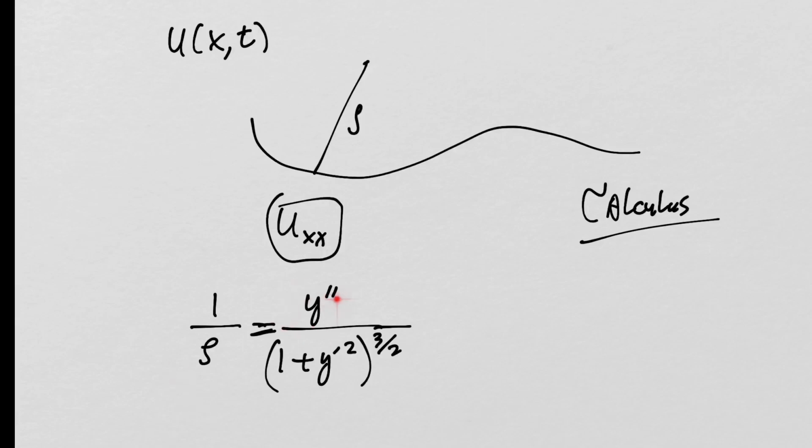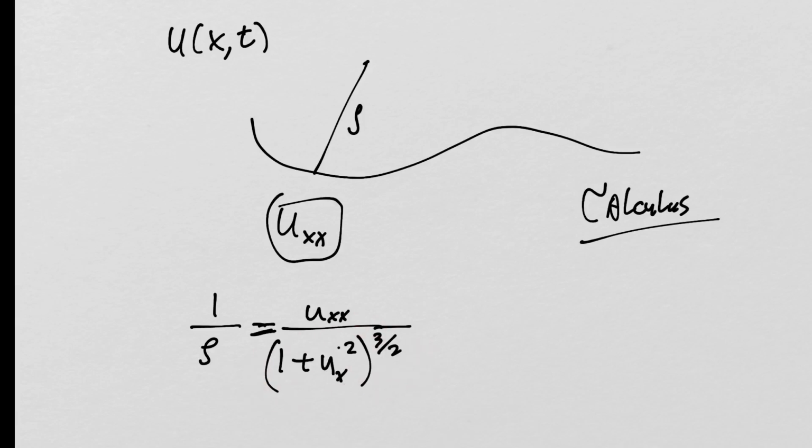The basic expression goes like this. One over the curvature is the second derivative of the function. In this case I should write u, because we're talking about u, so u_xx. This is the expression for one over the curvature of an arbitrary function u: the second derivative with respect to x divided by this factor of the first derivative with respect to x.